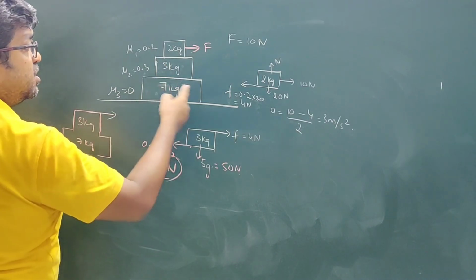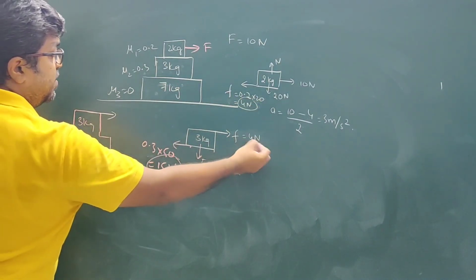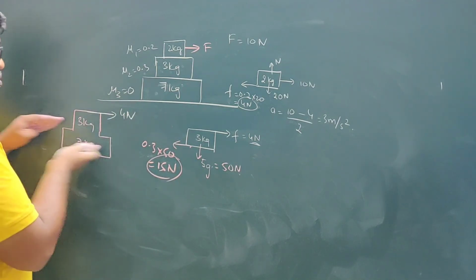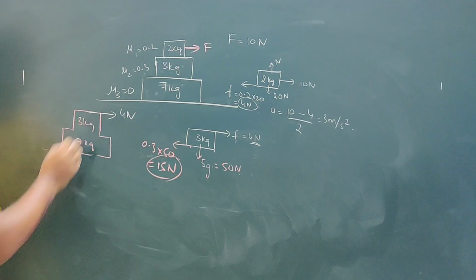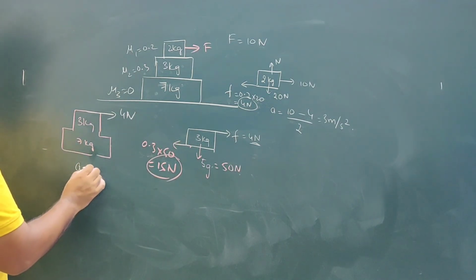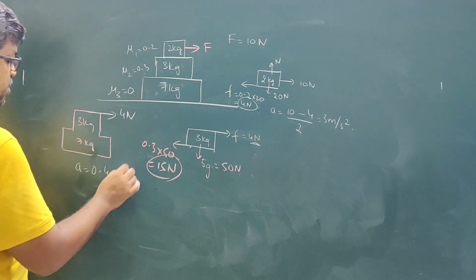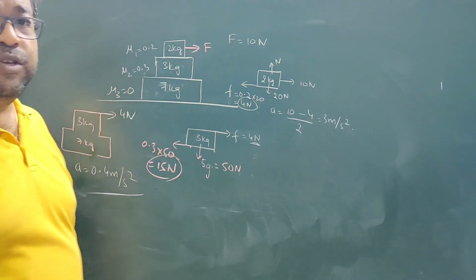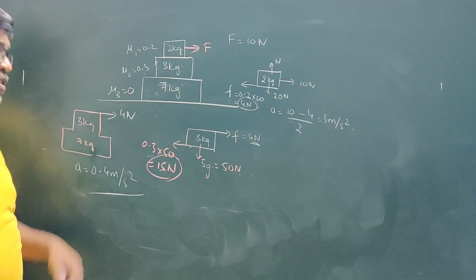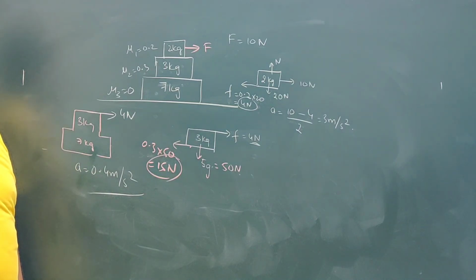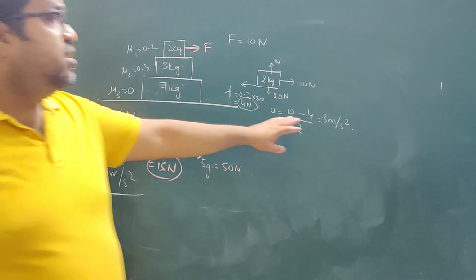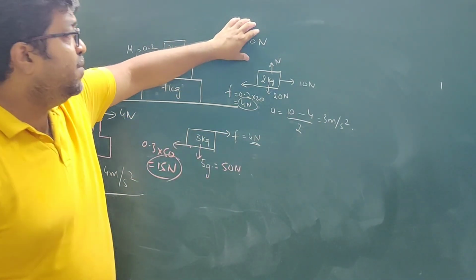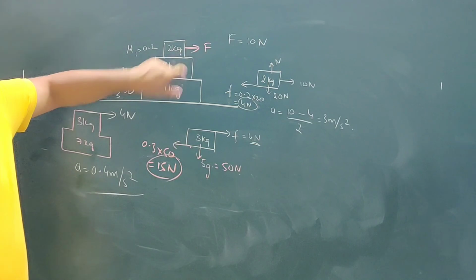Here this 4 Newton force is acting in the forward direction. There is no friction below, so they will move together. So what is the combined mass? 10 kg. So acceleration will be how much? 0.4 meter per second square. So that means this 3 kg block and 7 kg block will move together with an acceleration of 0.4 meter per second square, and this 2 kg block will move with an acceleration of 3 meter per second square. This is the case when the applied force of 10 Newton is acting on the 2 kg block.